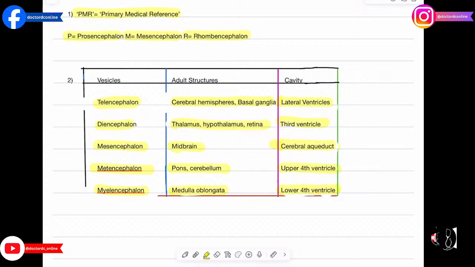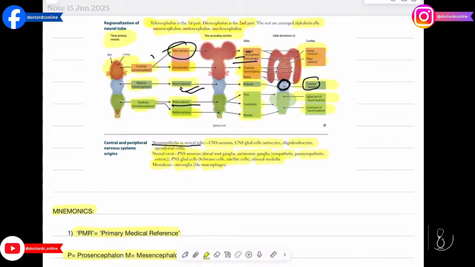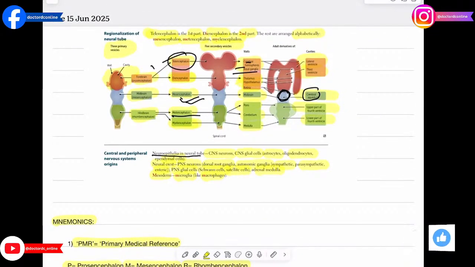These are very important topics from neurology. You should remember this. Thank you very much.